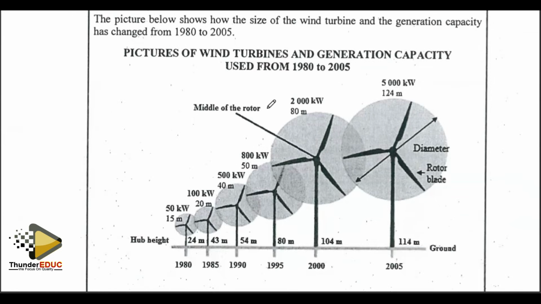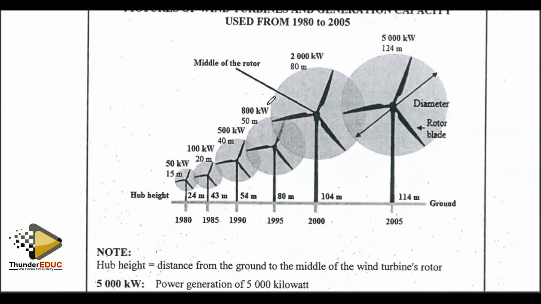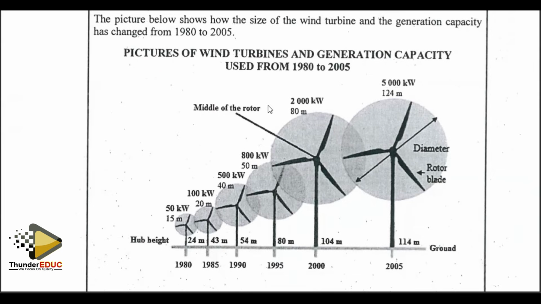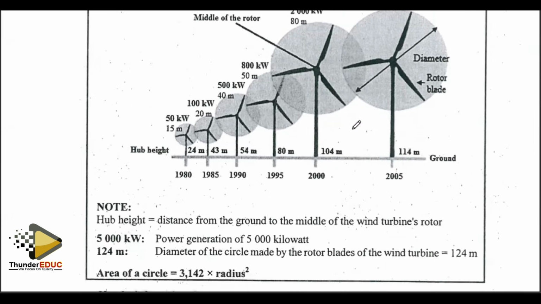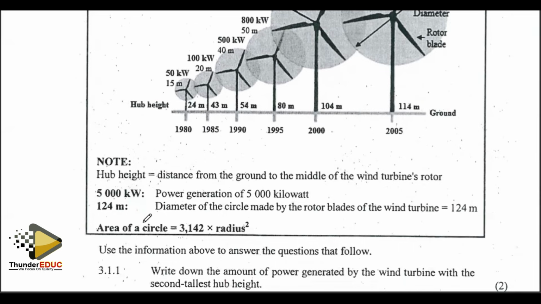All right, we go up and you see them. There we go, from 50 kilowatts to 5,000 kilowatts, 100 times more. And as you see, they also grow in the diameter, the circumference, the radius. These are the heights that we're looking at, the hub heights.